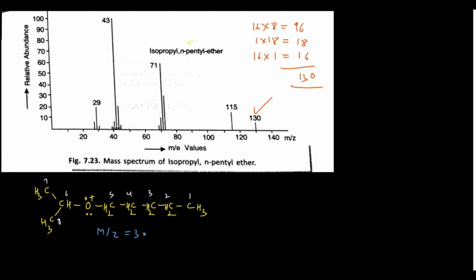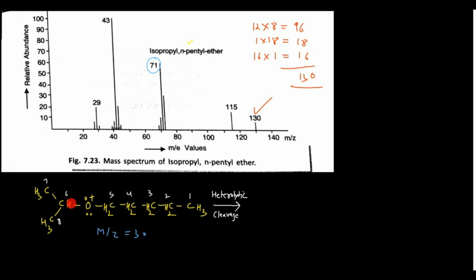Now you can go for the alpha cleavage. First of all, see, this 71 is quite significant. So let's discuss this 71 peak first, how it is actually forming in the system. I am going for the heterolytic cleavage. So I'll do the alpha cleavage first.